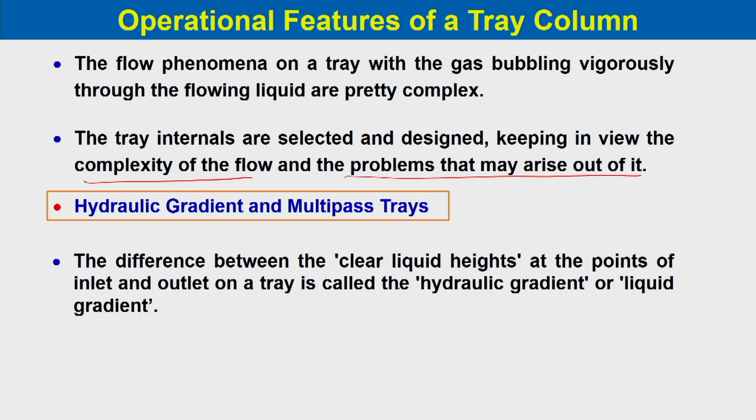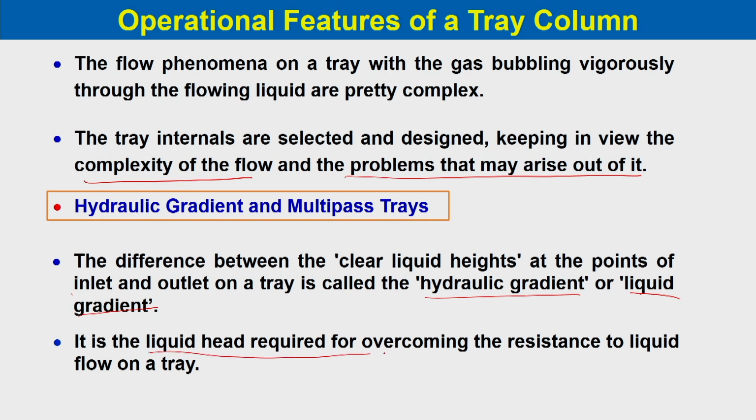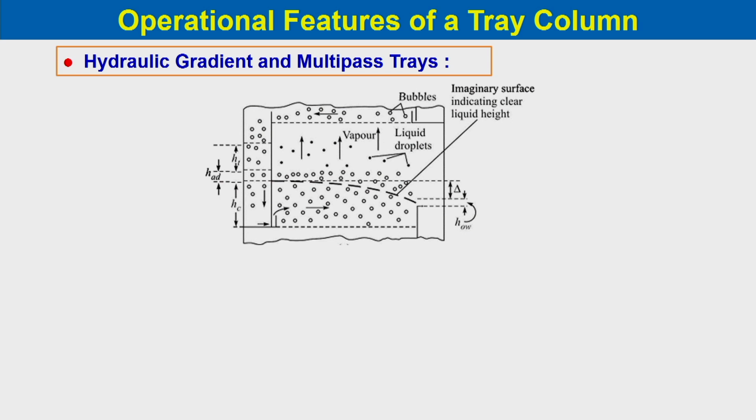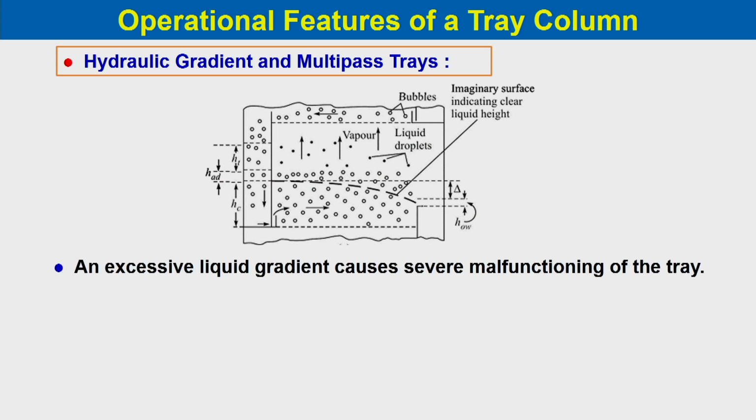The difference between the clear liquid height at the point of inlet and outlet of a tray is called the hydraulic gradient or the liquid gradient. It is the liquid head which is required for overcoming the resistance to liquid flow on a tray. So, the liquid has to overcome the resistance and then flow through the downcomer. So, there is a particular liquid head or hydraulic head maintained over it. You can see over here there is an imaginary surface, and excessive liquid gradient causes severe malfunctioning of the tray.